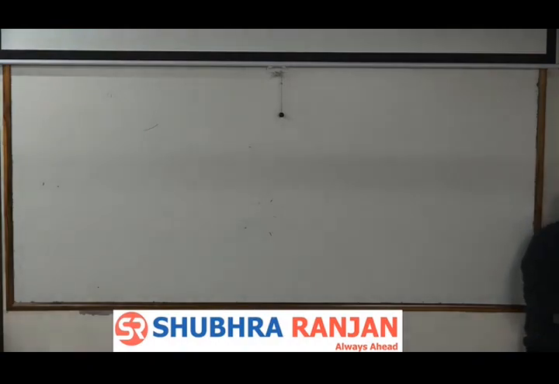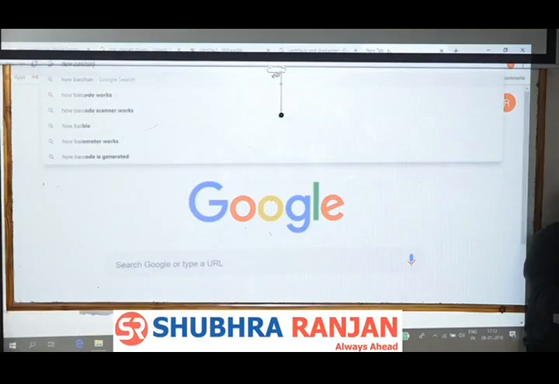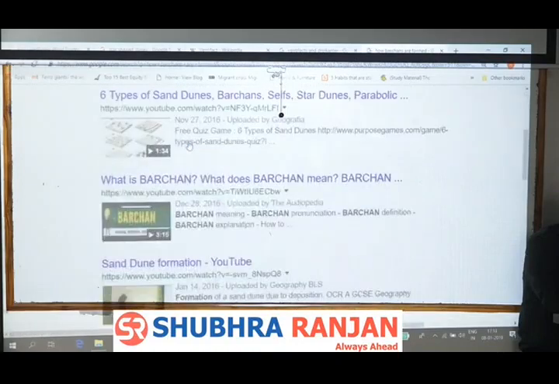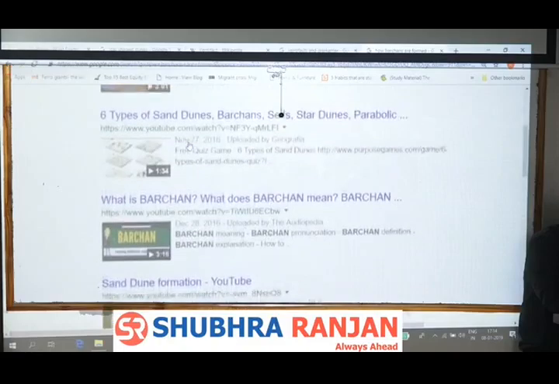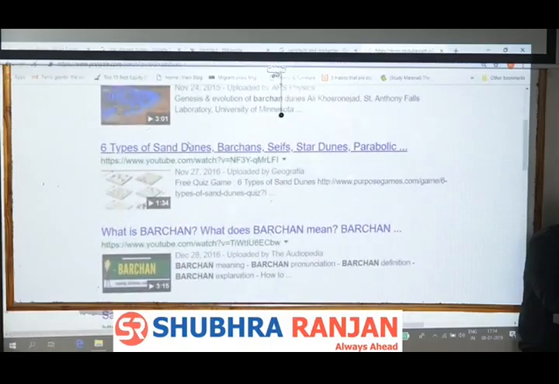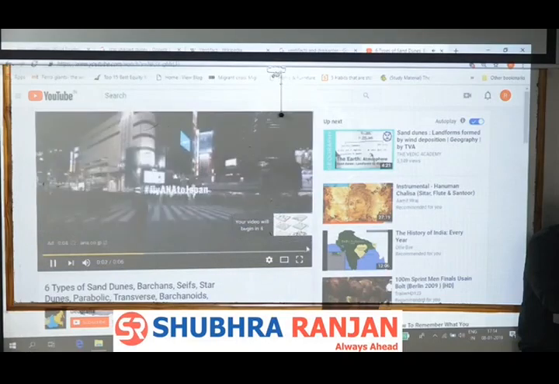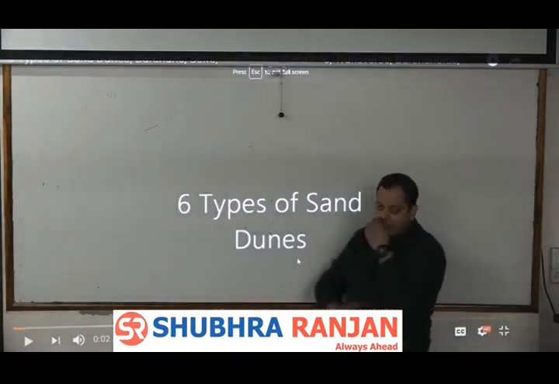Sand dunes, hills of sand of different shapes and sizes, which is the most common depositional feature in the desert, are known as sand dunes.